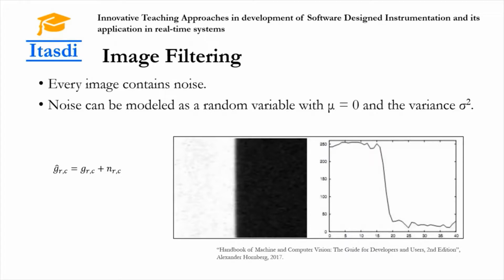Now, we will continue to one of the most used pre-processing operations, image filtering. Every image contains noise, which can be considered as a random change in pixel gray value throughout the image. It can be modeled as a random variable with the mean 0 and the variance of sigma squared. This random variable is then superimposed to the true gray value of an image. On this slide, a noisy image of an edge is shown on the left. On the right, the profile of an edge extracted from this image is shown.